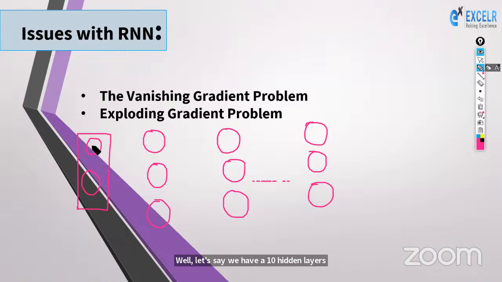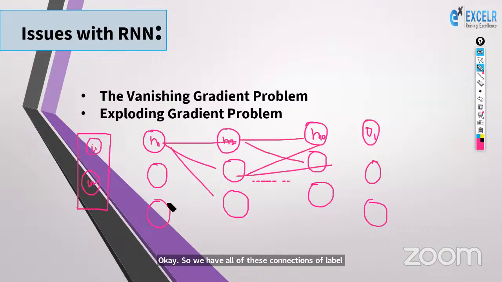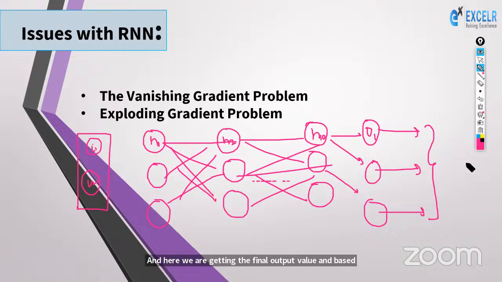So this is the input layer, I1, let's say I2. This is the hidden layer 1, H1. This is the hidden layer 2, H2 node. This is the hidden layer 3, 4, 5. And let's say in total we have 10 hidden layers. And then we have the output layer. Right? So we have all of these connections available. All of the connections are there. And here we are getting the final output value. And based upon the output, total error is being calculated.